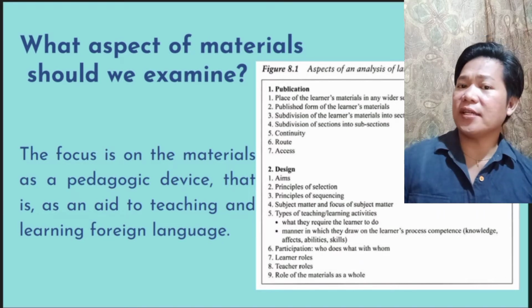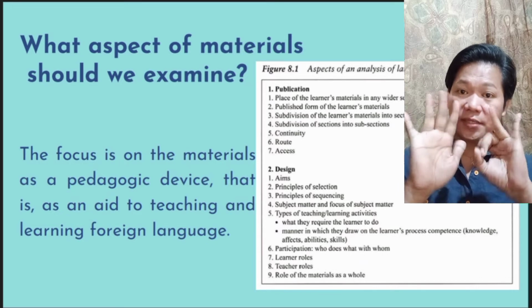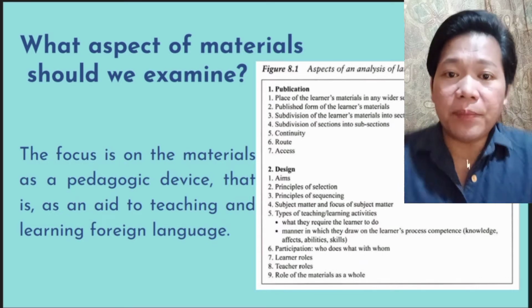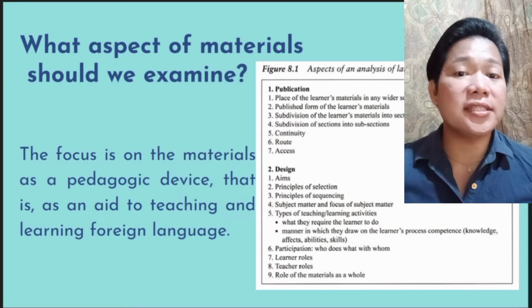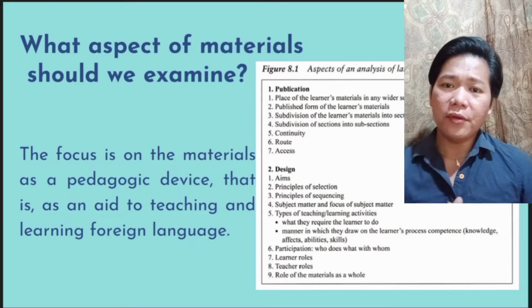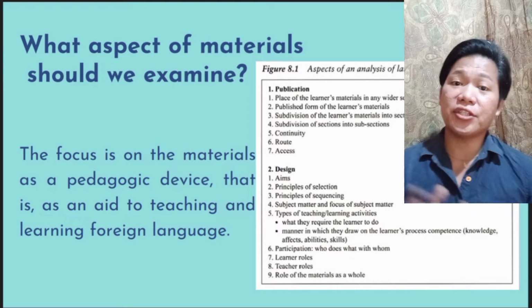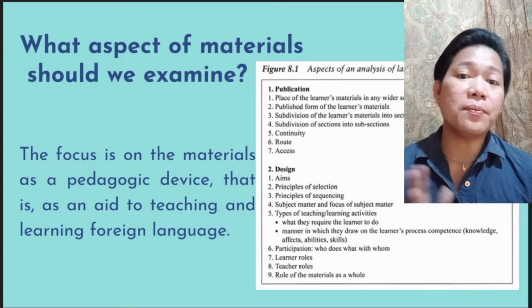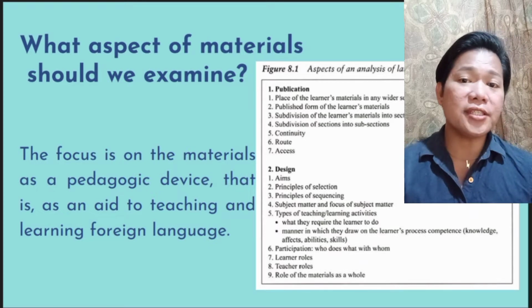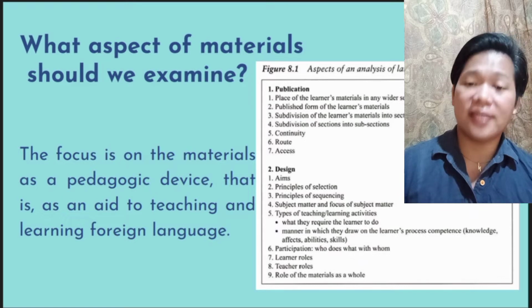Under the section of publication, we have seven subsections. The first is to place the learner's materials in any wider set of materials. A good example of this is a student book and the teacher's guidebook. The student book consists of activities, lessons, and some exams, while the teacher's guidebook consists of the lessons and activities as well as the answer key.